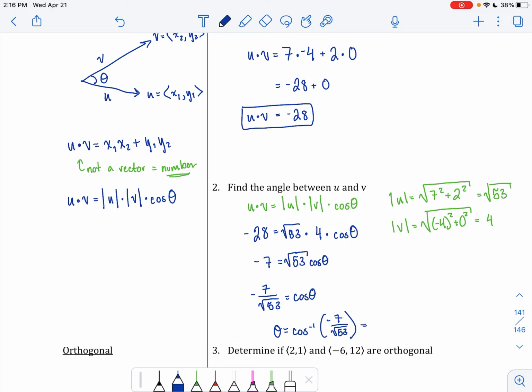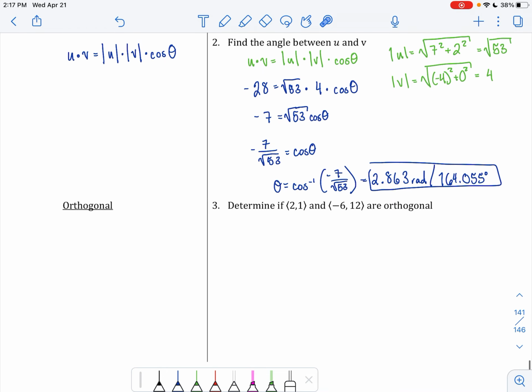Plug that into my calculator, and I will either get it in radians, if that's what my calculator is in, which would be 2.863 radians, or if I'm in degrees, that would be 164.055 degrees. So, if you're just looking for the dot product, use this nice easy formula. If it's asking for the angle, you're going to have to use both.